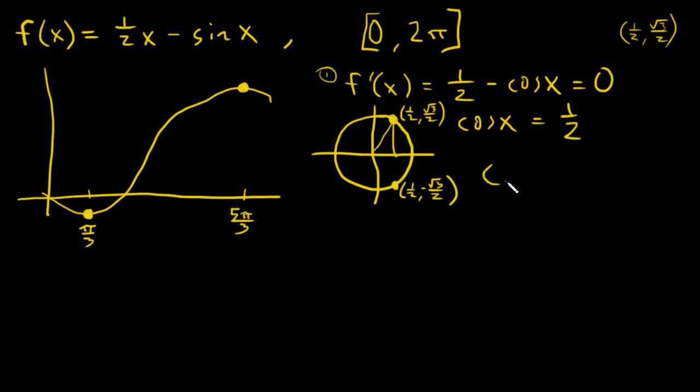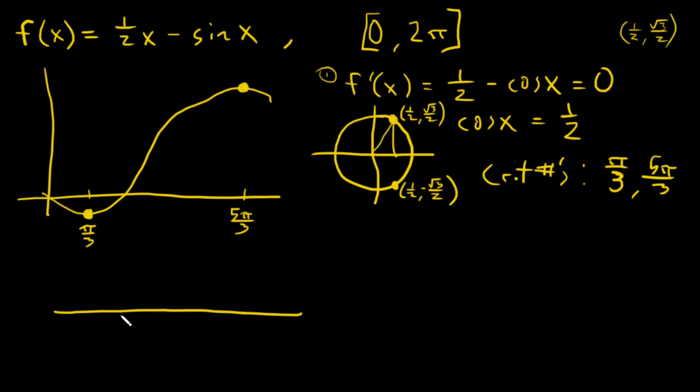So critical numbers are located at pi/3 and 5 pi/3. Okay? So now let's make a table. And this is step 2. This is so we can describe the full behavior of the function. And we're going to have x equals pi/3 here, and x equals 5 pi/3.